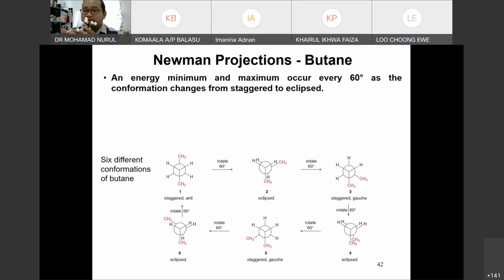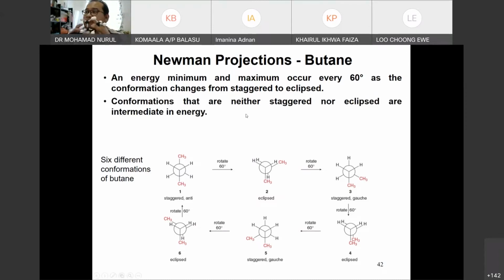They have two types of conformations: eclipsed and staggered. As the conformation changes between staggered and eclipsed, it always rotates without stopping, because there is no pi bond to stop the rotation. There are also conformations that are neither staggered nor eclipsed. We know the most stable one is staggered.